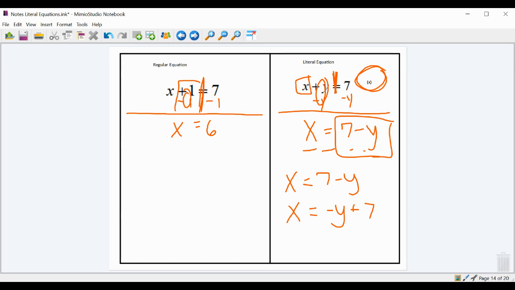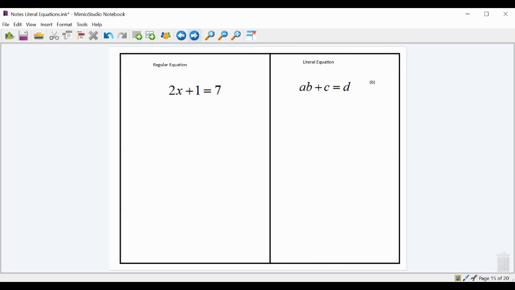All right, this is probably going to be more what you would see just due to the fact that constants always go at the end. All right, so again, we're done. I know we want to solve these further to say x equals something. It does. It equals negative y plus 7. All right, let's look at another one.